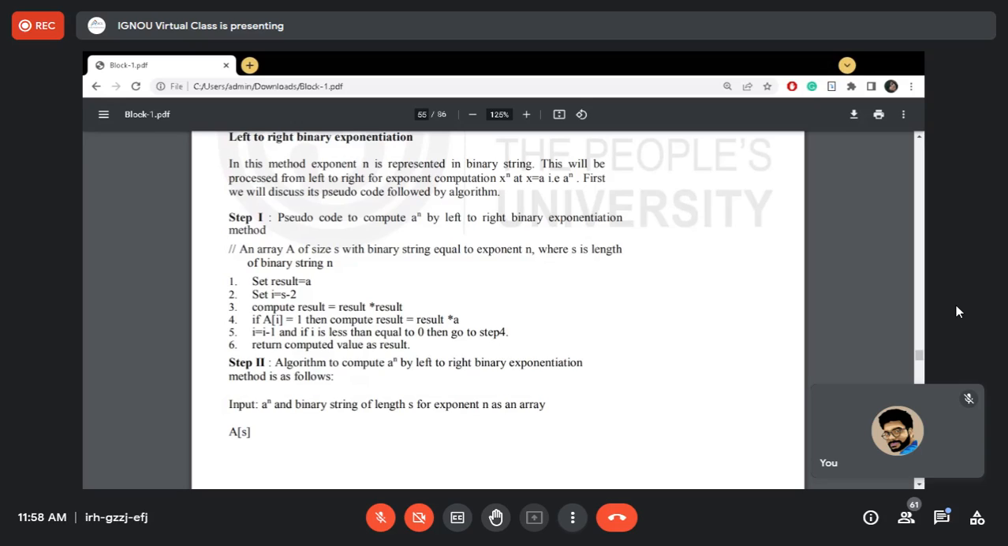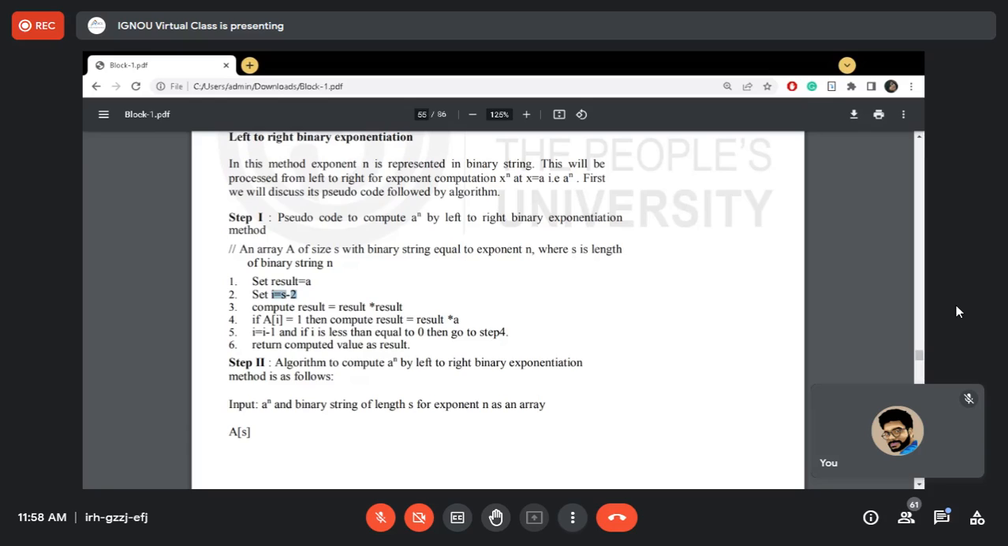That array has a binary string equal to the exponent n, where S is the length of the binary string. So maybe 10010. The length of this string is 5, so we can say S is equal to 5. Now the pseudocode's first step is you have to set result equal to A. Here A is a value, maybe it's 2, maybe it's 5, maybe it's anything.